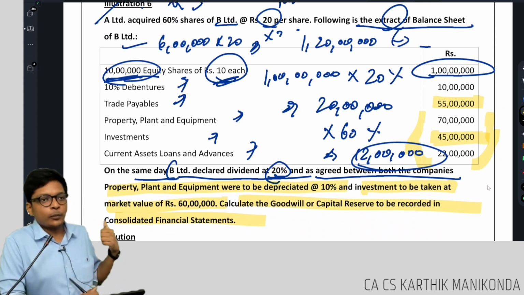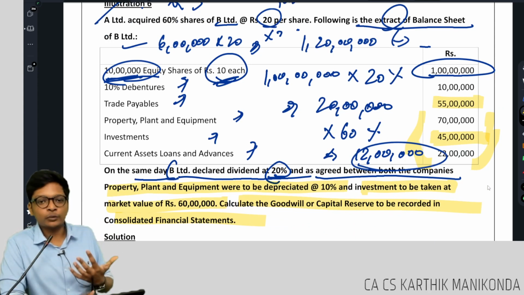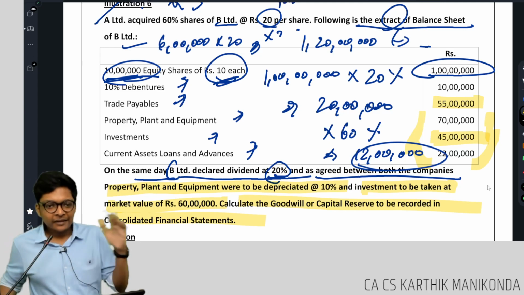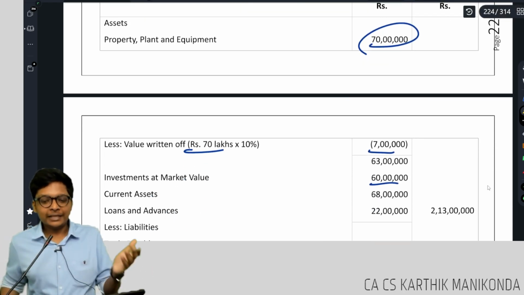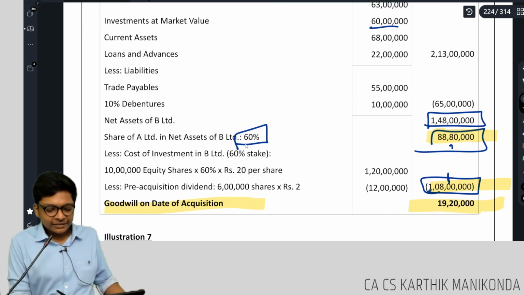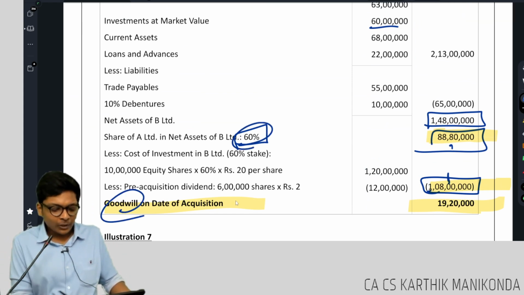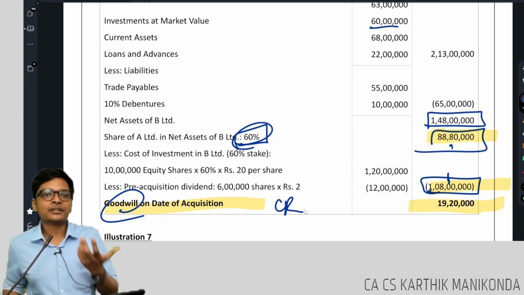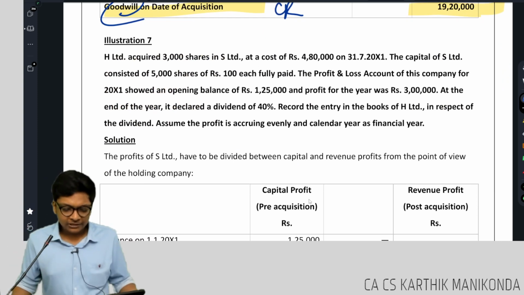Now, these kind of questions can come for a 2-mark MCQ. Earlier, it used to be a 5-mark question, but you don't need steps. Roughly you can compute everything in a 2-mark MCQ. Goodwill, capital reserve. He will give 4 answers. He will give 2 answers without taking 60%, a common mistake. One as goodwill, one as capital reserve. That's it. You compute, choose the thing. Let's proceed.